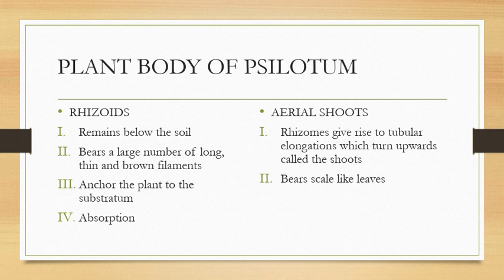The rhizomes give rise to tubular elongations which turn upwards. These tubular elongations which turn upwards from the rhizomes are called the aerial shoots. They bear scale-like leaves.